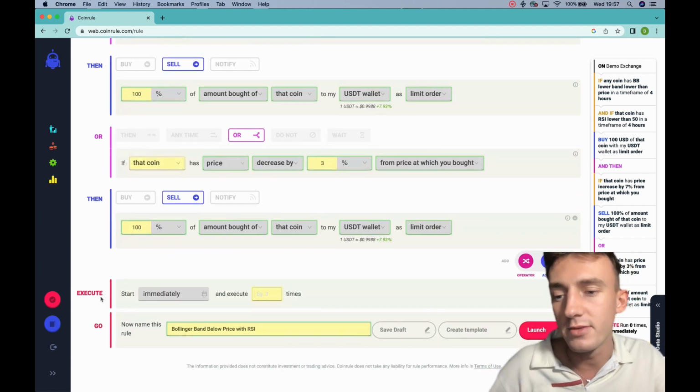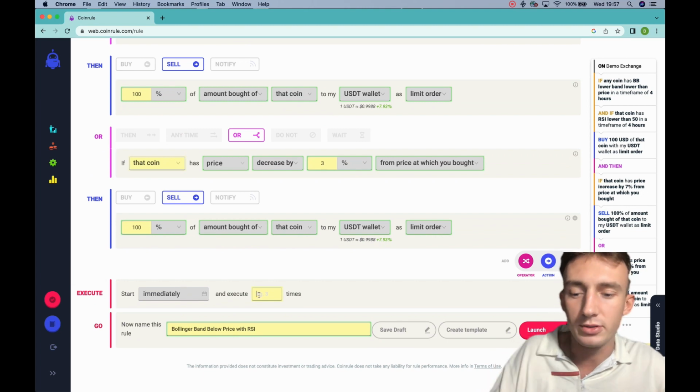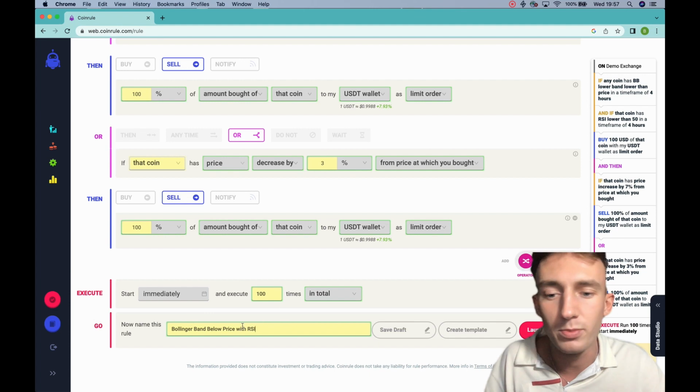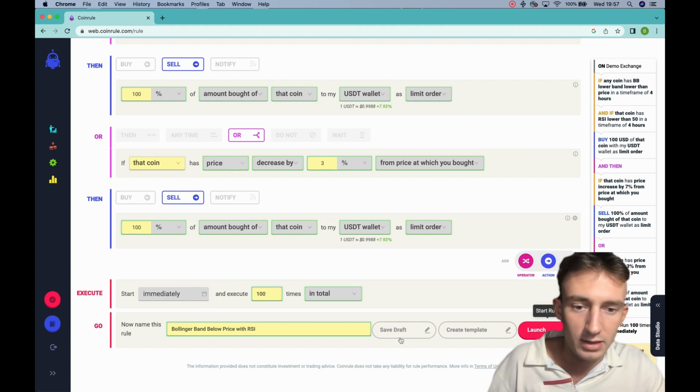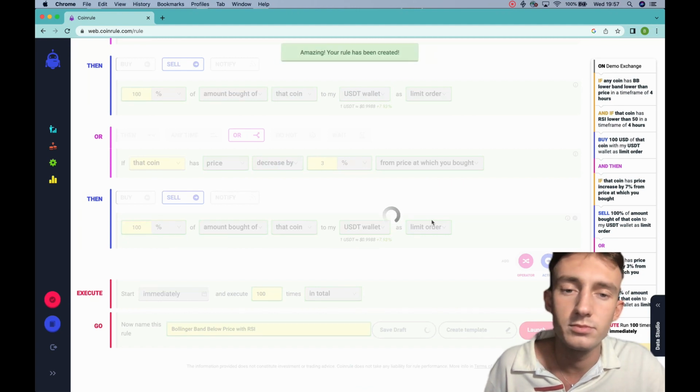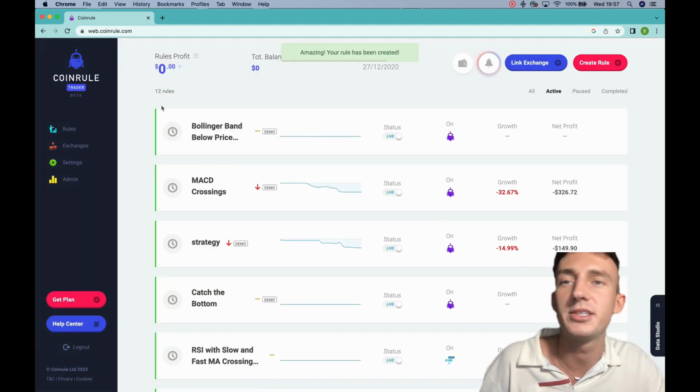And then scroll down and click under execute. So I want to execute the strategy 100 times. I'm just going to leave it as a default name, which is Bollinger Bands below price with RSI. Then click launch demo. And there we go, the strategy is live.